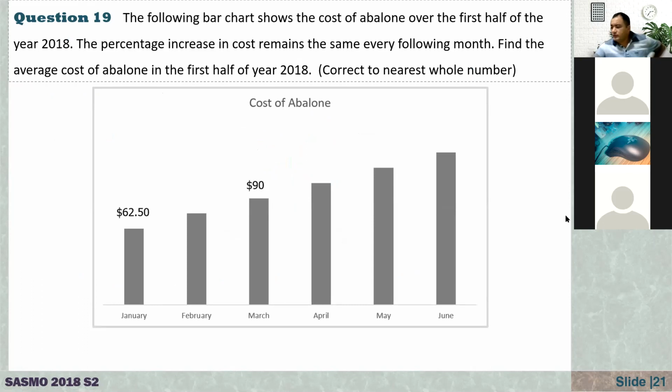Okay, Ayan, can you read the question? Sure. The following bar chart shows the cost of abalone over the first half of the year 2018. The percentage increases in cost remains the same every following month. Find the average cost of abalone in the first half of the year 2018 and correct to the nearest whole number.